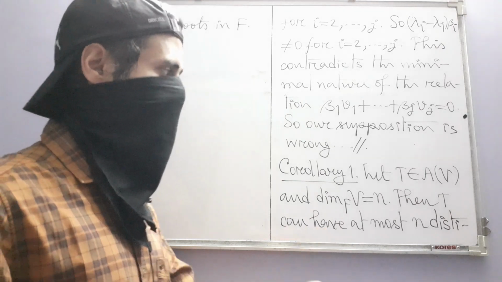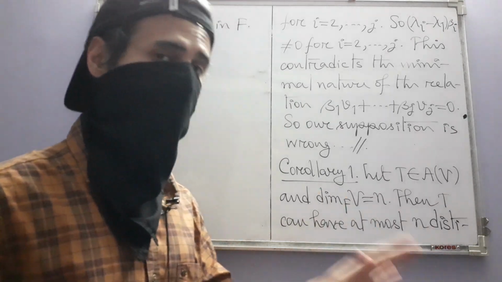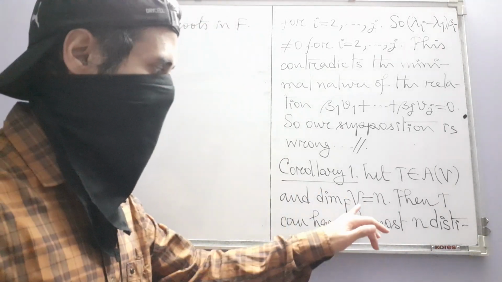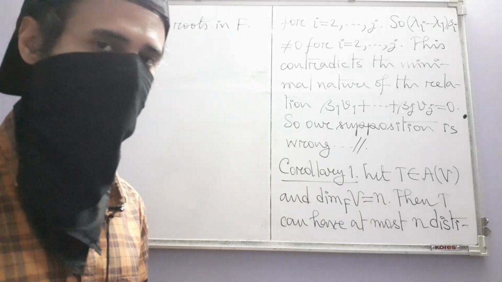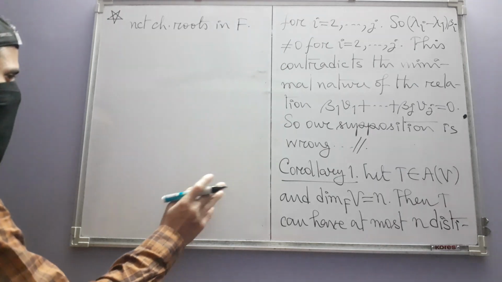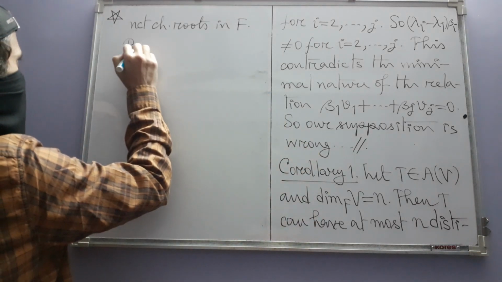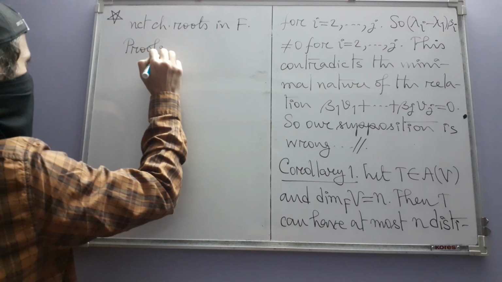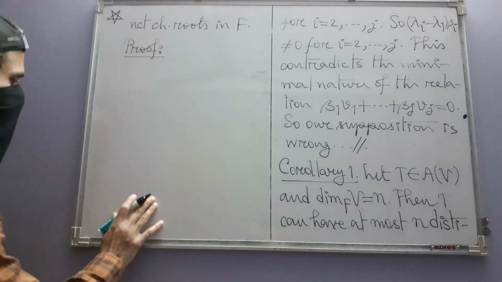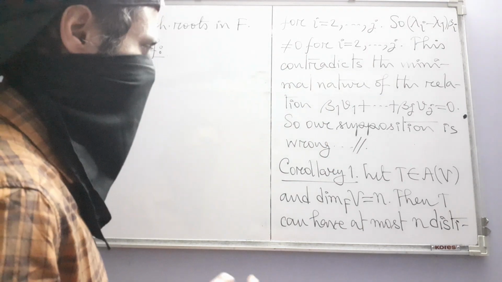Back then we concluded that the number of characteristic roots can be at most n square, but here we are seeing a much better result, that there can be at most n distinct characteristic roots, which is equal to the dimension of the vector space. How is it a corollary to this? It's almost immediate. Do I have to write a proof? Let me just tell you the idea.